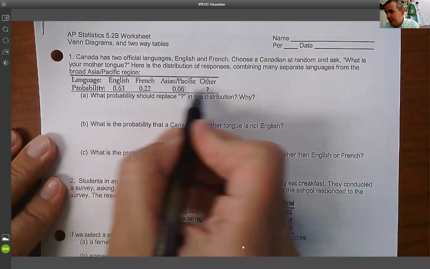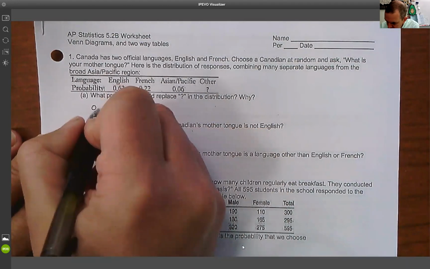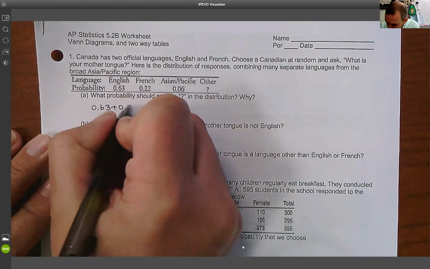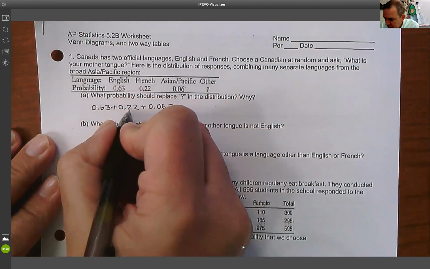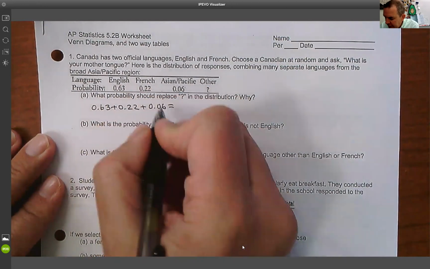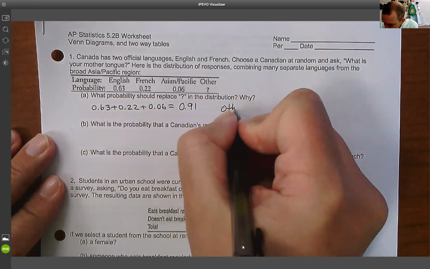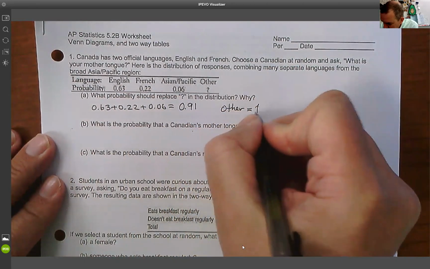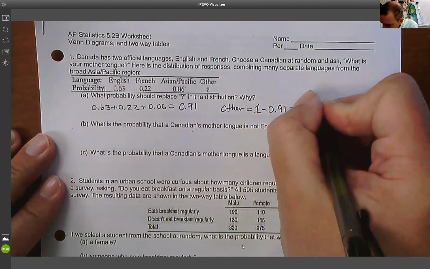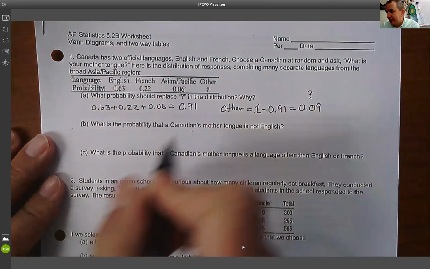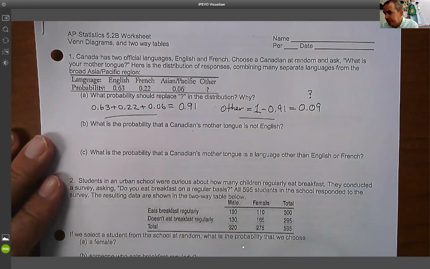Well, we know that all of these have to add up to 1 for it to be a valid probability model. So if I do 0.63 plus 0.22 plus 0.06, 63 and 22 is 85, and 85 and 6 gives me 91. So the other is going to be the complement to that: 1 minus 0.91, which is 0.09. So that question mark is going to be 0.09. Again, showing work, you'd want to show this.